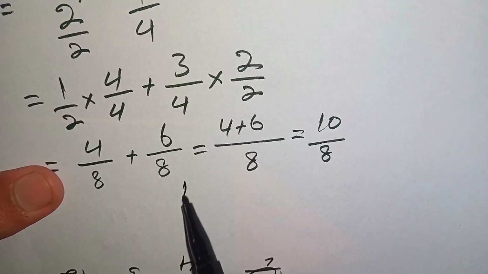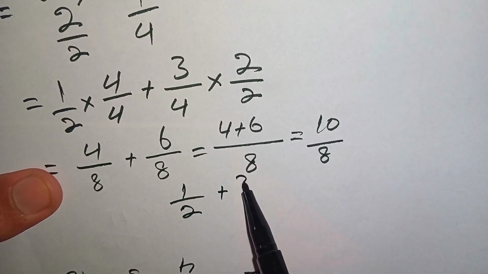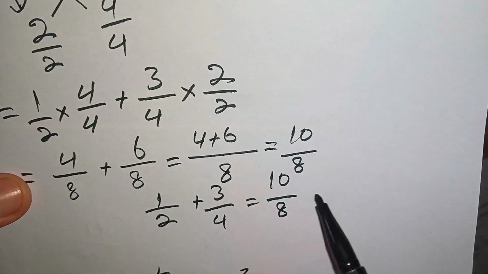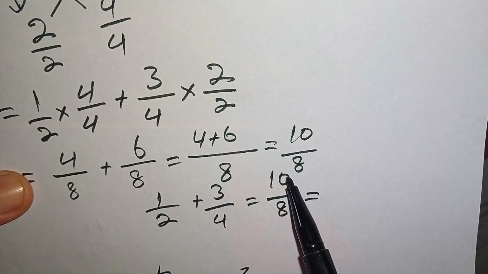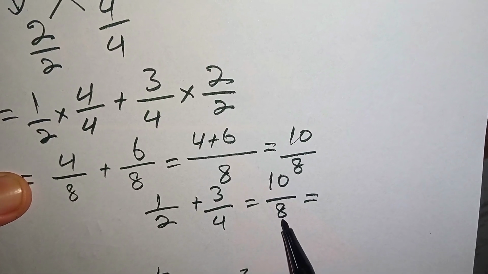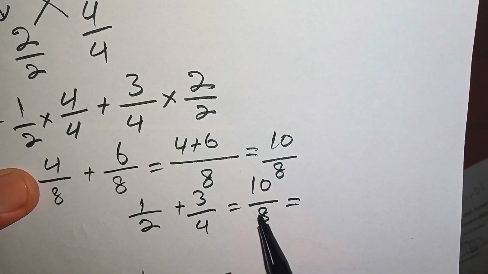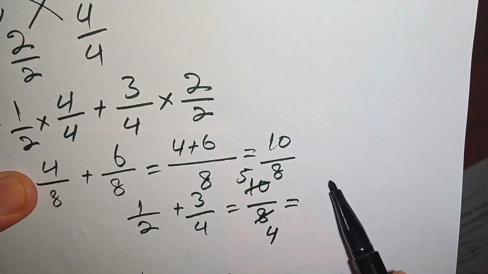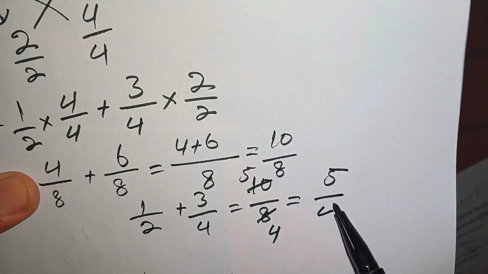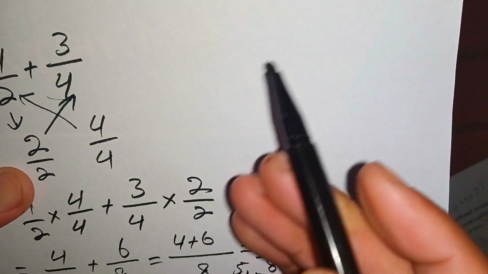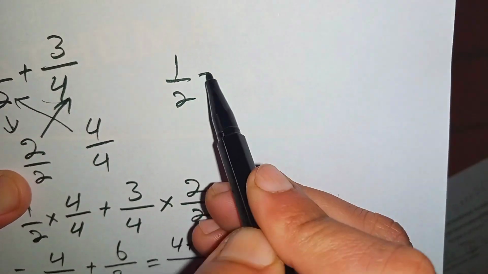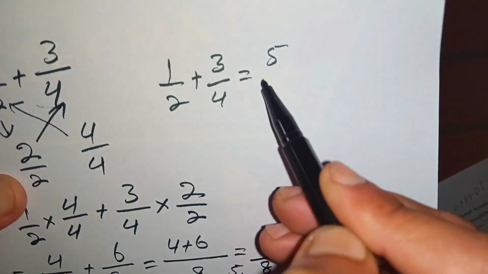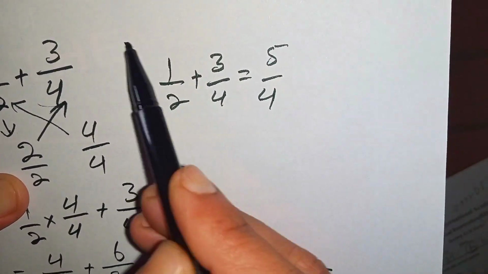So 1 over 2 plus 3 over 4 is equal to 10 over 8. Again, we can easily simplify this fraction 10 over 8. 2 times 4 is 8 and 2 times 5 is 10. So it will become 5 over 4. So again we see that 1 over 2 plus 3 over 4 becomes equal to 5 over 4. That is the final answer.